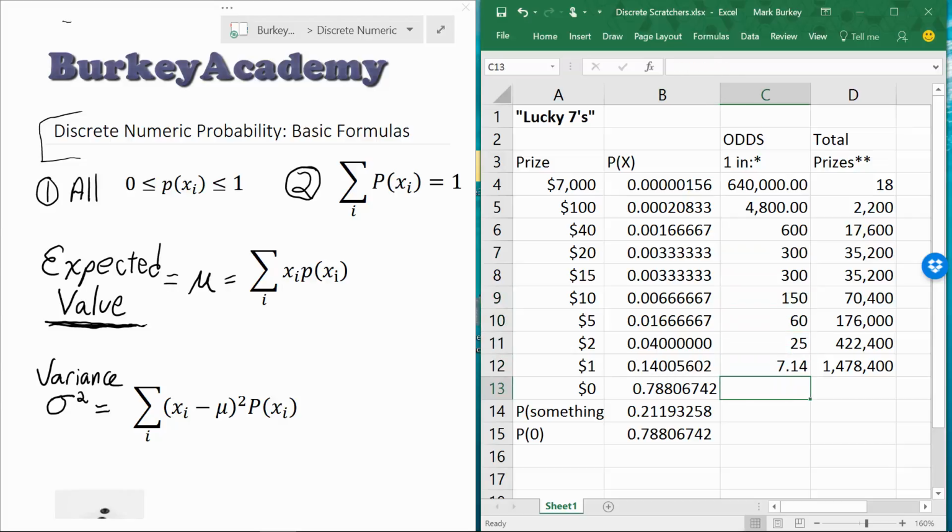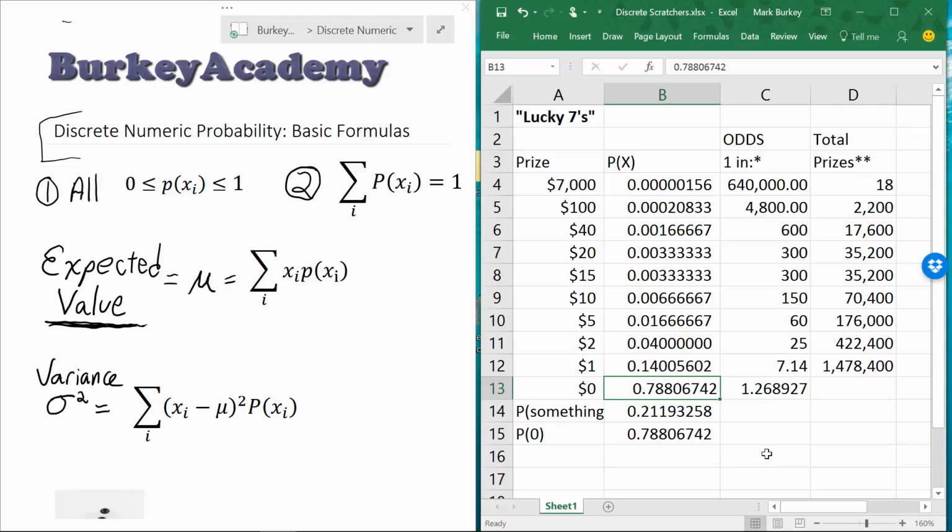The odds, on the other hand, are 1 divided by the probability. So if we want to know the odds of winning nothing, very simply, we say 1 divided by the probability. What this is telling us is we're going to win 0 about 1 out of every 1.27 times we play this, which is most of the time, right? Almost 80% of the time, closer to 79% of the time, we're going to win 0 when we play this game.